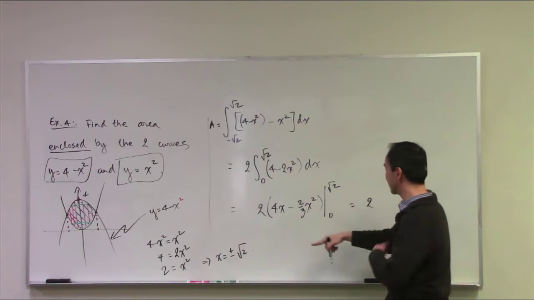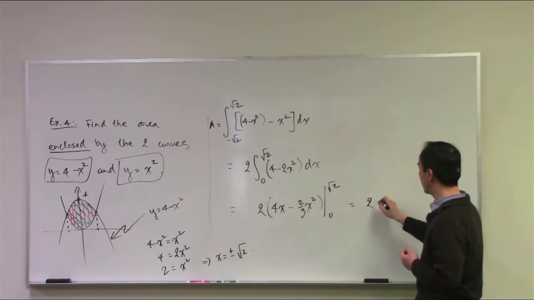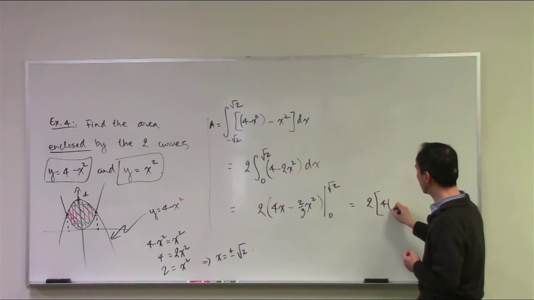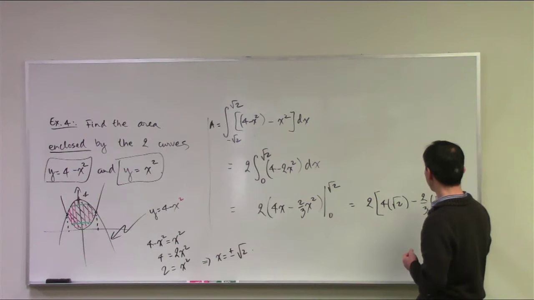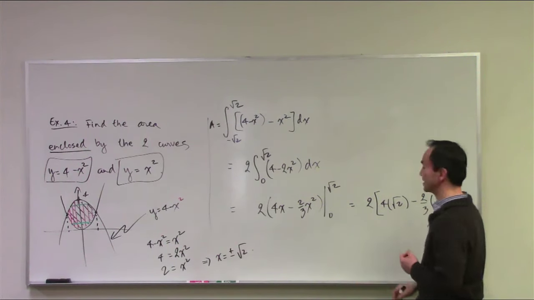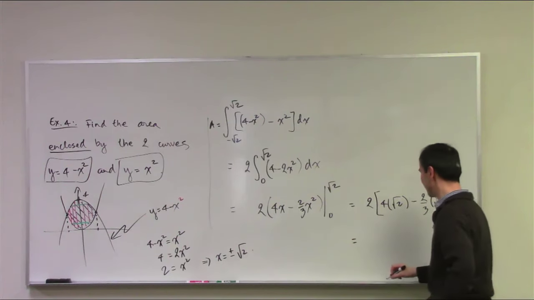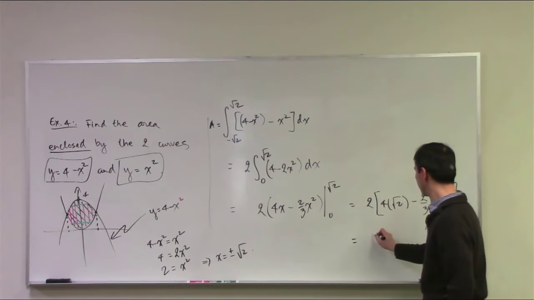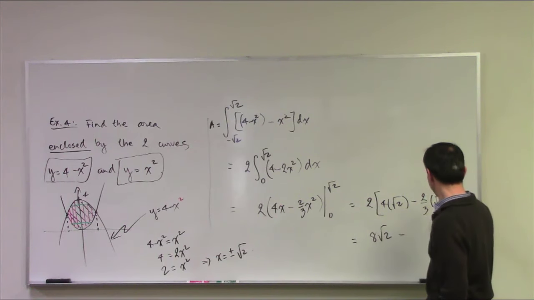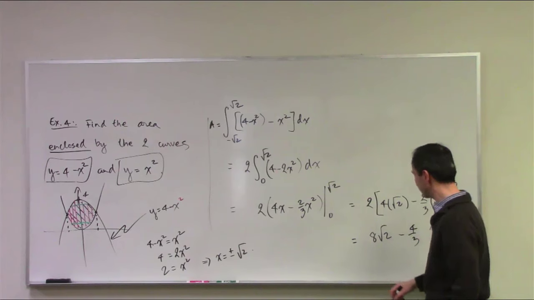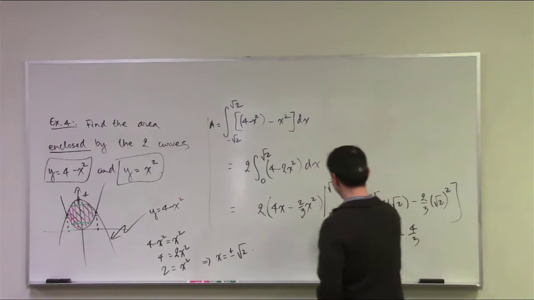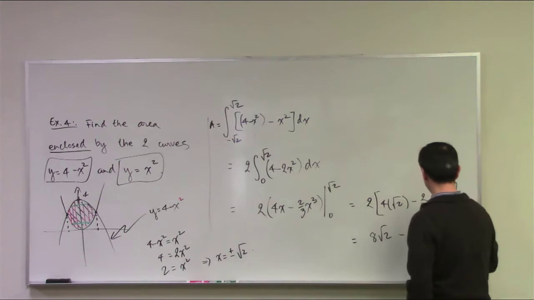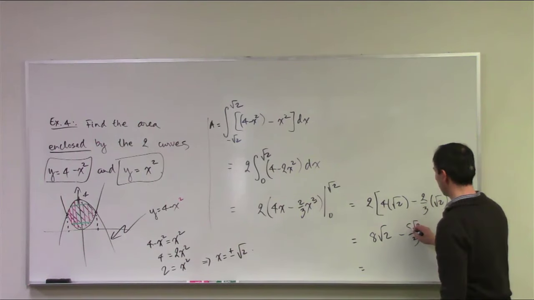The zero substituted in here is all zero, so we only need to worry about substituting in the square root of 2. So 4 times square root of 2 minus 2/3 times square root of 2 cubed. Okay, that's going to get the 8 square root of 2 minus, that's going to be 2, so 4/3. You are right, thank you. Yes, my bad. So, 8 square root 2.